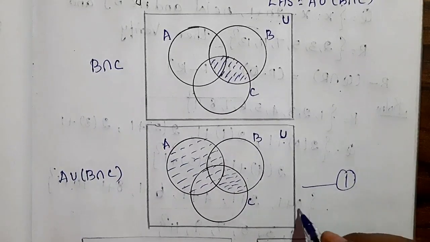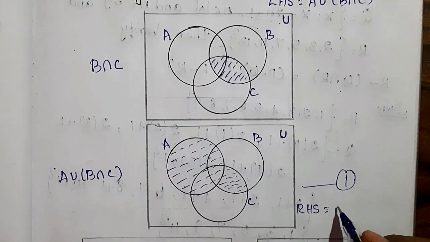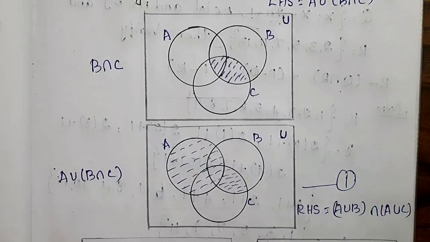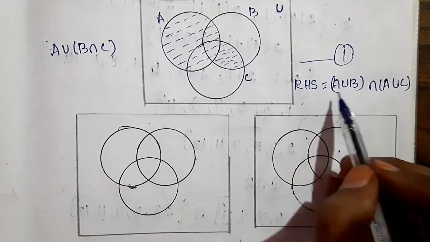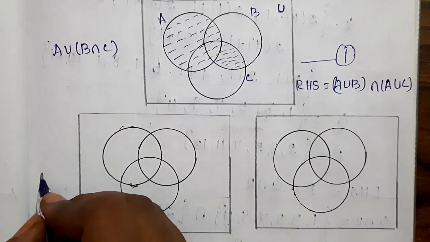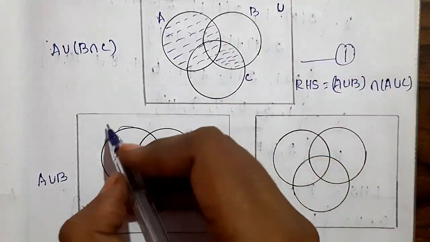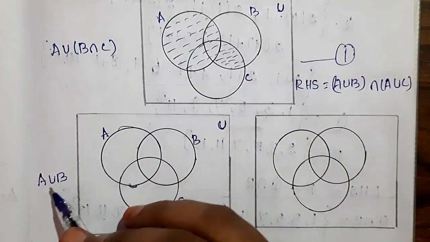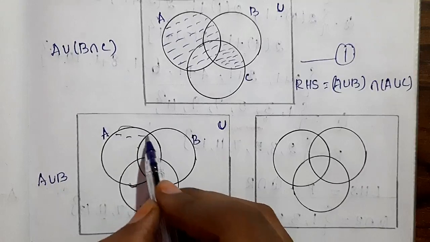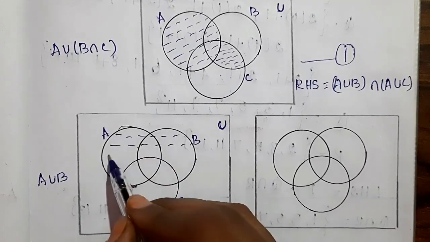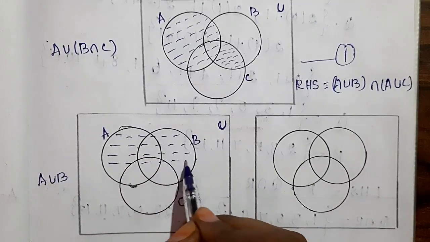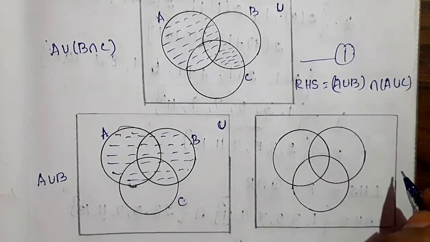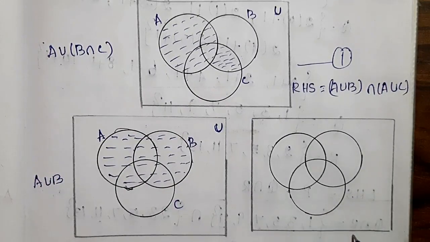So next we can consider the RHS. RHS equal to A union B intersection A union C. So first Venn diagram, this part A union B. This is A union B. Shade this. This is A, B, C, it is universal set. Now A union B meaning is totally A and B. Okay. Next one is A union C. This is A union C.